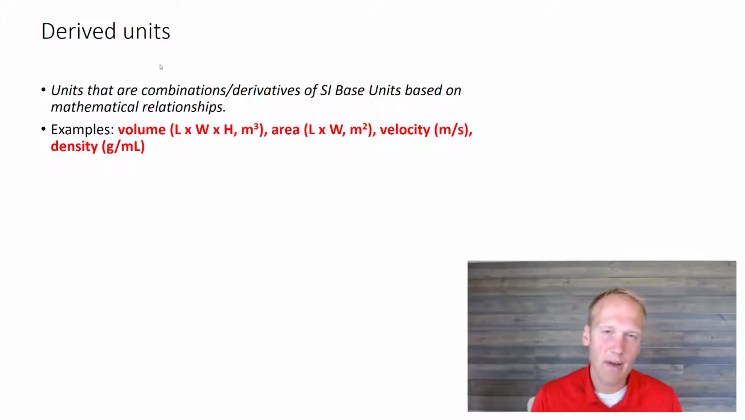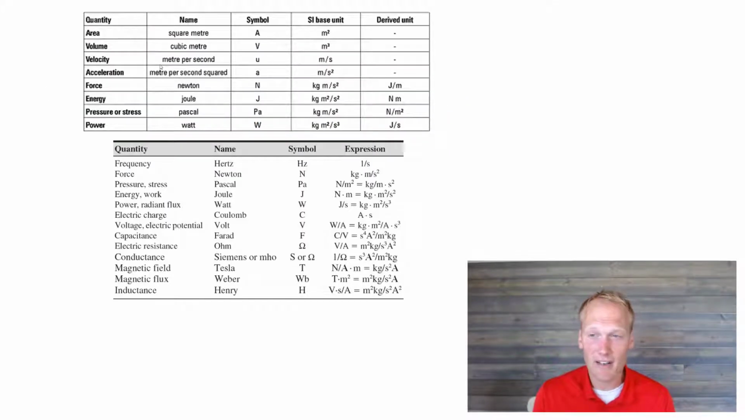So for instance, if we think about volume, length times width times height, we are taking 3 base units, lengths, and we're multiplying them together to get, in this case, meters squared, or meters cubed, excuse me. So that shows that we have a mathematical relationship between those lengths. Area, velocity, density, pressure, there are an abundance of derived units. If you look here, these are all derived units that you could measure in chemistry or physics.